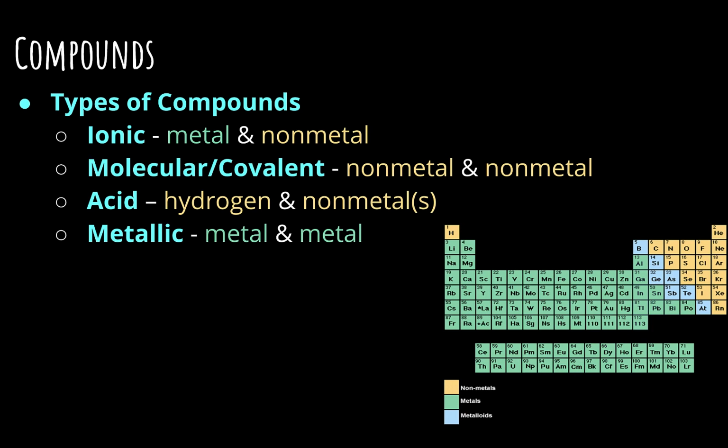An ionic compound is made up of a metal and a nonmetal. A molecular or a covalent compound is made out of 2 or more nonmetals. An acid has hydrogen first with a nonmetal or multiple nonmetals, and then a metallic compound is made out of multiple metals. So when we're classifying these, we have to be able to classify them based on the elements that are present in the formula, and then we'll learn how to name those once we know how to classify those.